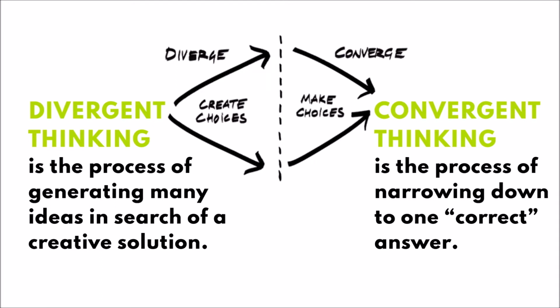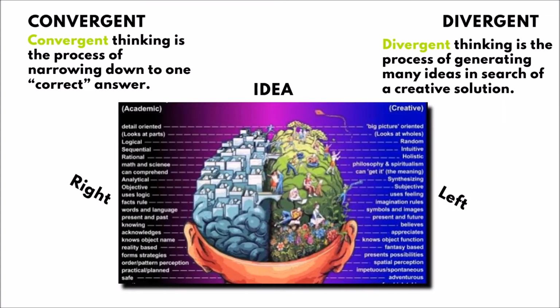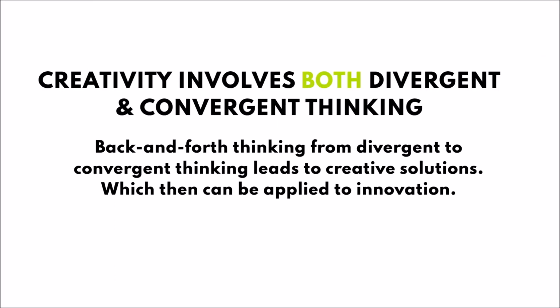Divergent thinking is the process of generating many ideas in search of a creative solution. Convergent thinking is the process of narrowing down to one correct answer. The concept exists that people are left or right brain thinkers, as seen in the picture here, which can coincide with convergent and divergent thinking processes. Back and forth thinking from divergent to convergent thinking leads to creative solutions, which then can be applied to innovation.